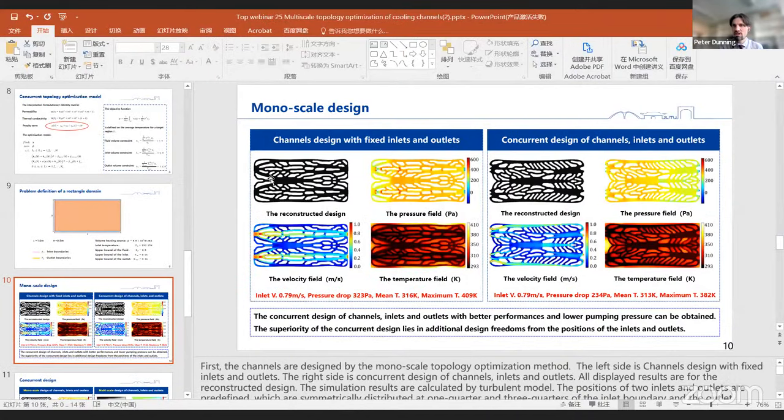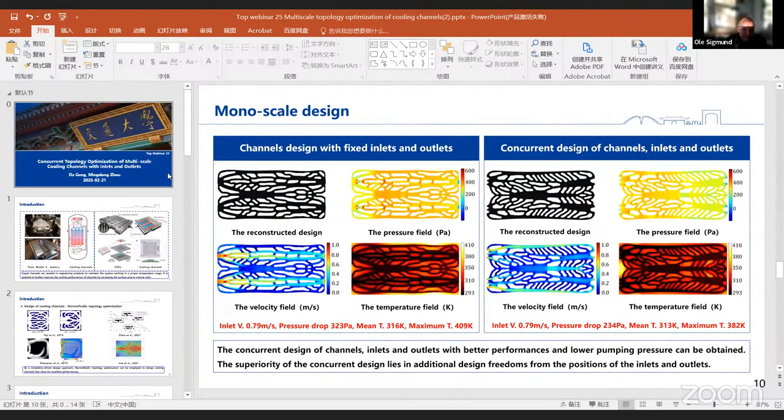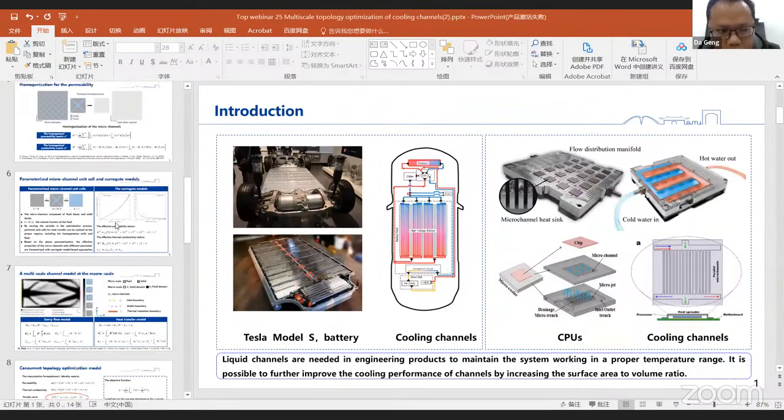So now we have a few minutes for questions. Ole, you have your hand up. Yeah, thank you for an interesting talk. I was wondering, could you go to slide 11? The next slide. I beg your pardon. Can you go to slide number 11? Number 11.